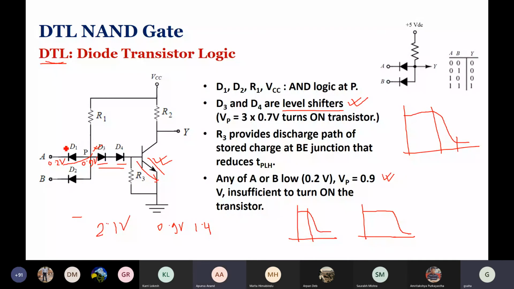So I can't understand why the second diode is put there. Without the second diode also it can work. It will become on at 0.9 volt. So it is just 1.4 volt. Okay, it will become on at 1.4 volt. If you put another one, it shifts the level to 2.1 volt.